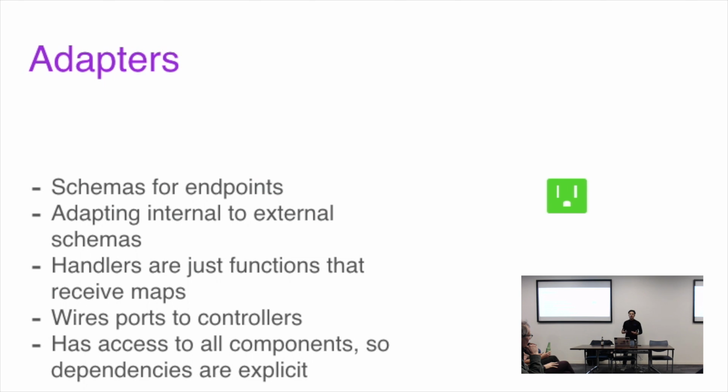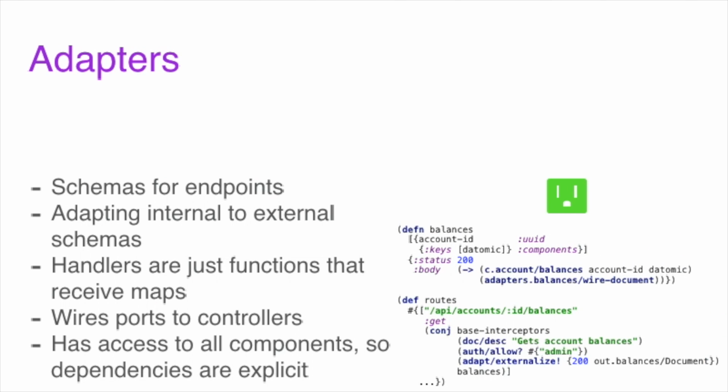So there's not much value in testing that with Midje or clojure.test. So this is an example. Here we use Pedestal for routes for HTTP inbound. We declare the schema of the response of that function. We declare a handler that has access to all components, and then we run some controller logic, then adapt to a wire format and return to the client.